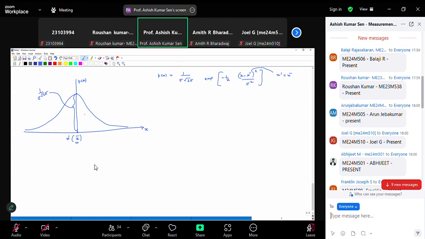And if I want to know the entire area under this curve, I would write the integral of p(x) dx from minus infinity to plus infinity, and it should give me 1.